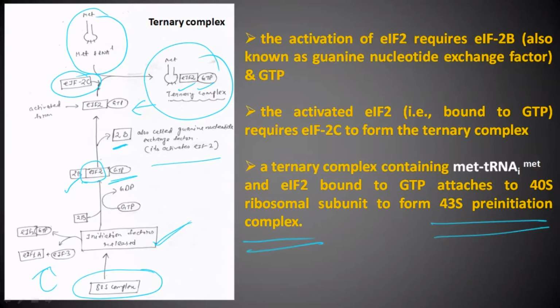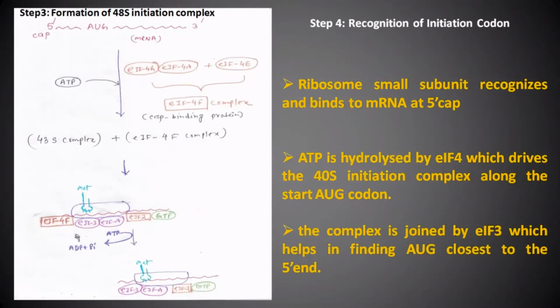Next, the 48S initiation complex is formed. Now how is that formed? The mRNA in eukaryotes has a 5' cap and a 3' poly A tail. So what happens is that different initiation factors like 4G and 4A associate with 4E, and therefore a 4F complex is formed, which is known as the cap binding protein. And it is called cap binding protein because it attaches to the 5' cap region of the mRNA.